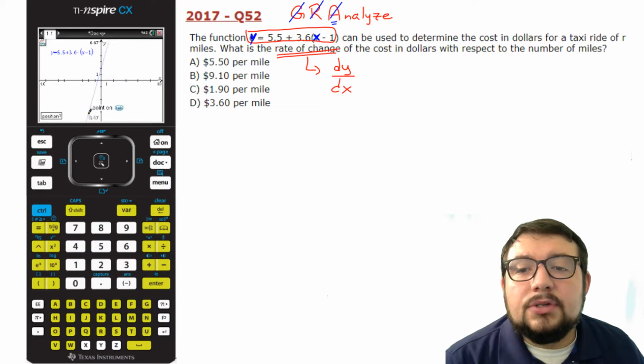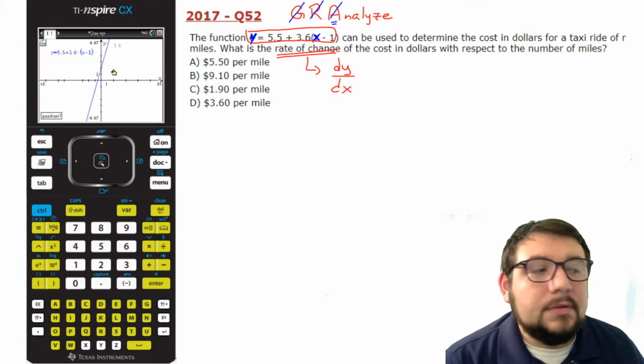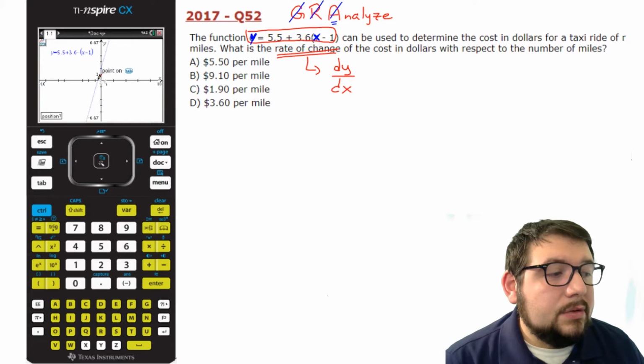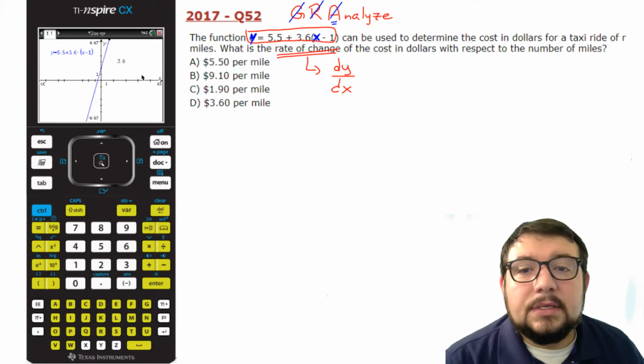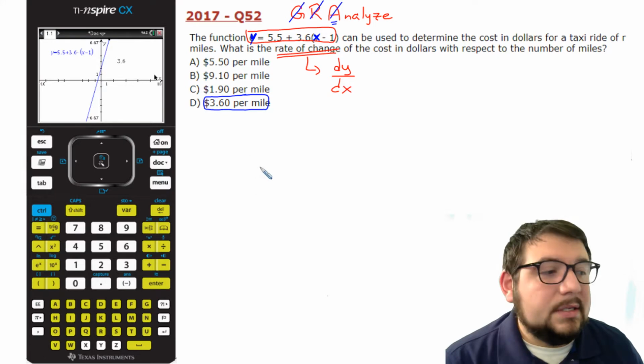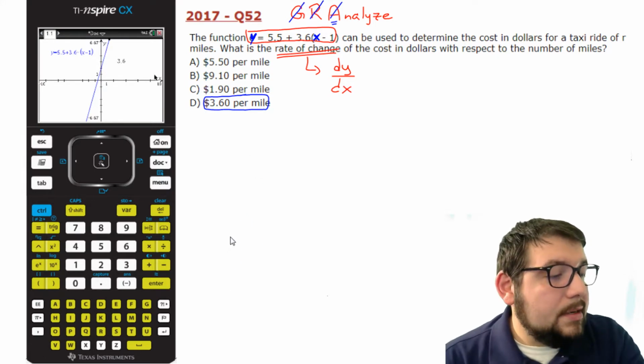Now it shows me a little finger, and you just need to know how to use the calculator for this. You're just going to use the little finger, and you're going to click anywhere you want on the graph. So there it is, and the answer came out to be 3.6, and that is $3.60 per mile. If you had trouble seeing this, I'm going to do it one more time zoomed in.